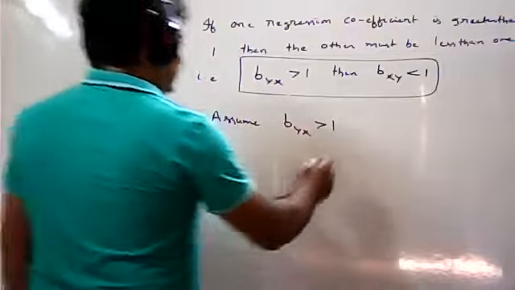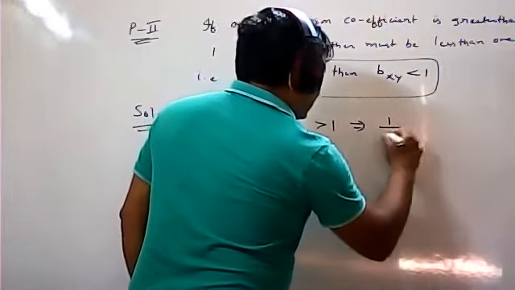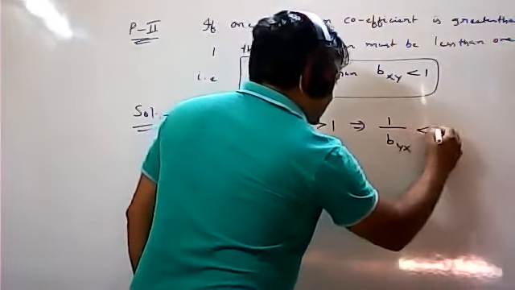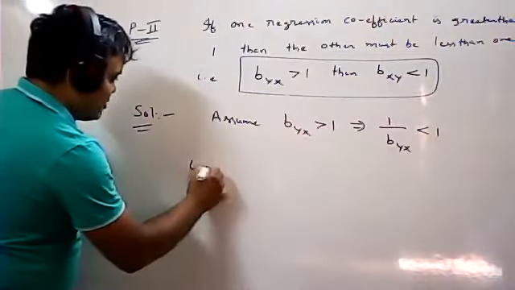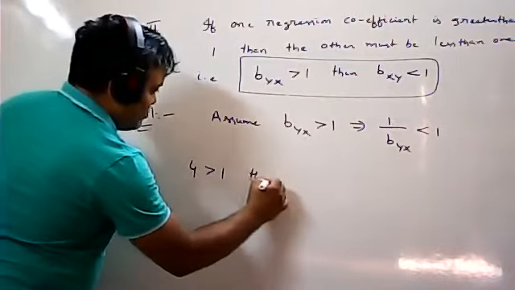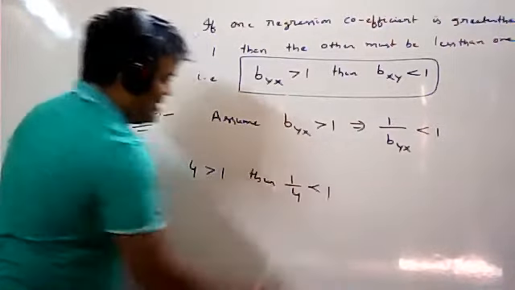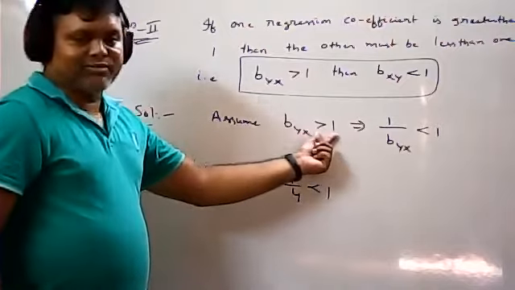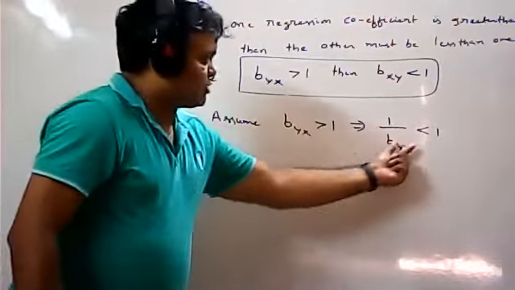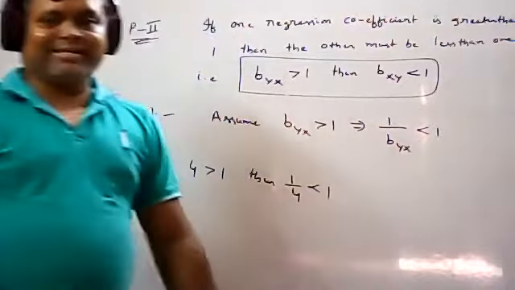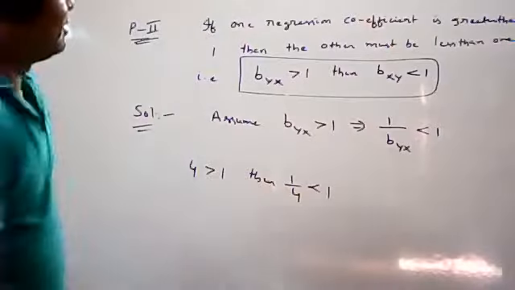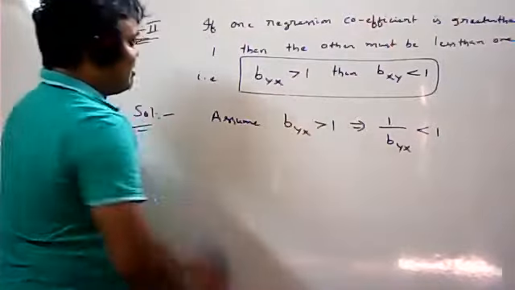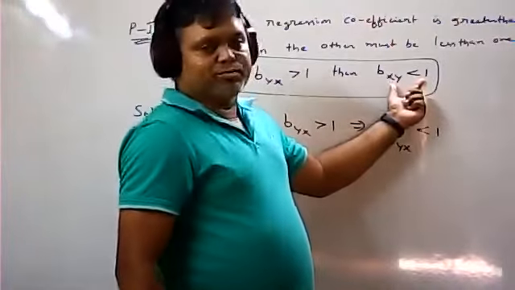So if byx is greater than 1, then 1 by byx is less than 1. I will give an example. Suppose 4 is greater than 1, then 1 by 4 is automatically less than 1. Same concept. byx is greater than 1, I have assumed. Then 1 by byx should always be less than 1. Okay. So by using this, what do I have to prove? I have to prove that bxy should be less than 1.